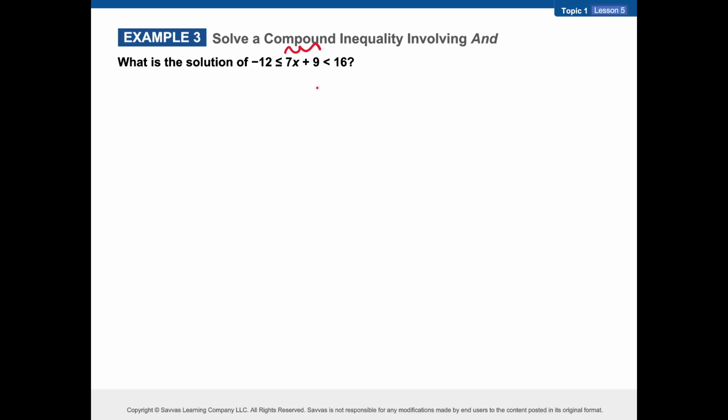Because you have two inequalities, whatever operation you're going to do to one side, you now have to bring to both sides of the inequality. So to solve for x, subtract 9 to the negative 12 and to that 16. Same sign, add and keep the sign, less than or equal to 7x. 16 minus 9, 7. Then multiplication, divide by 7. And negative 3 is less than or equal to x, which is less than 1.